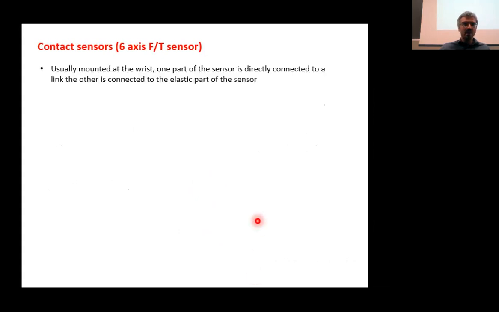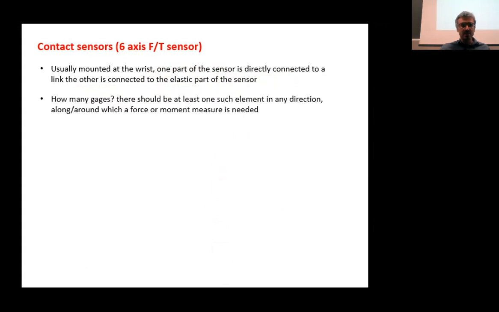So the gauges can be used both for torque sensors that are uniaxial, so they measure only torque in one axis, or for six-axis force torque sensors that I told you before are used at the end effector. And as you saw from the video, they are normally mounted at the wrist before the end effector. And one part of the sensor is directly connected to the link, the other is connected to the elastic part of the sensor. So we have, in essence, a shape that is made of metal, but is kind of elastic.